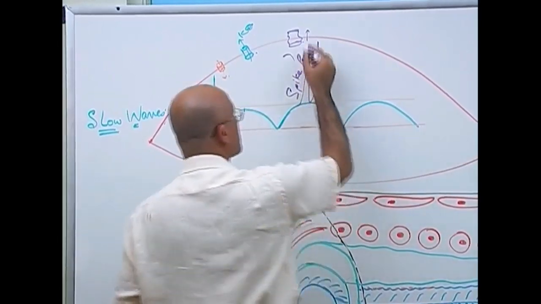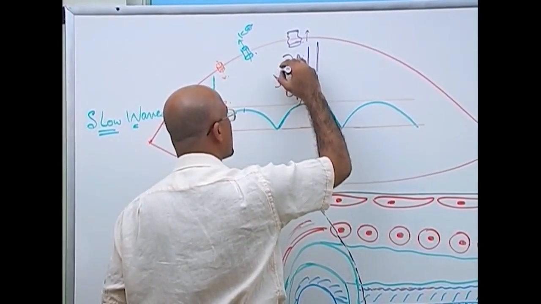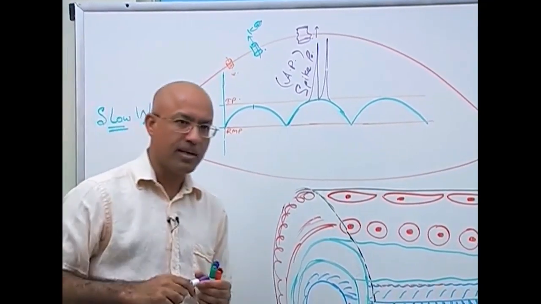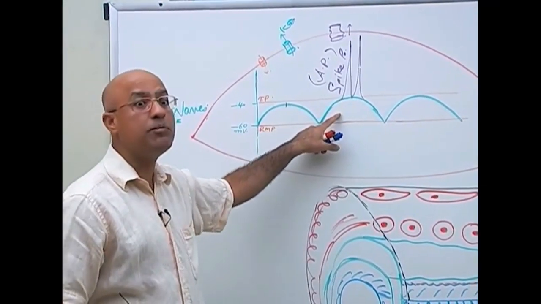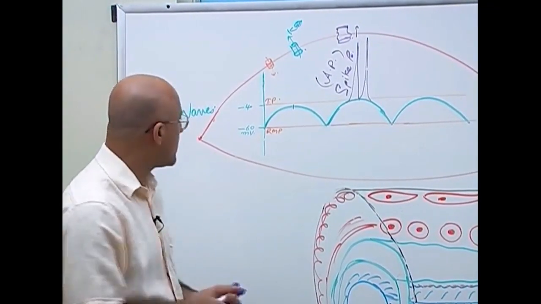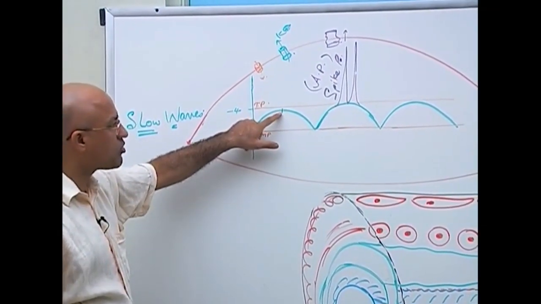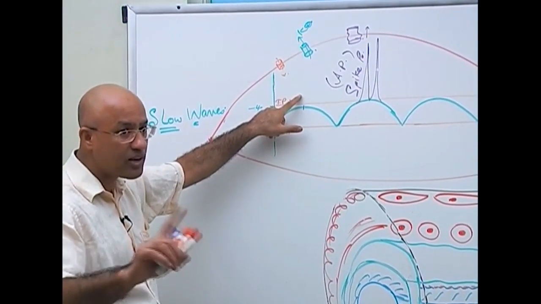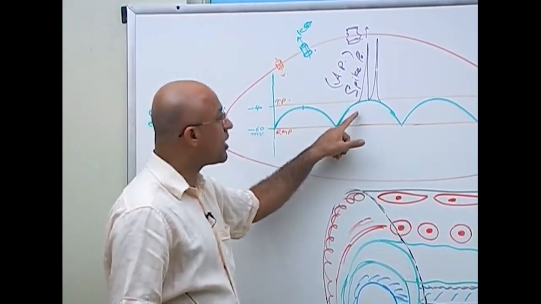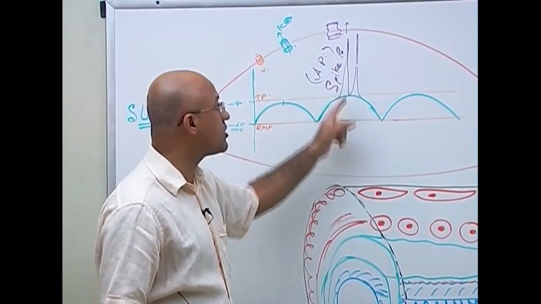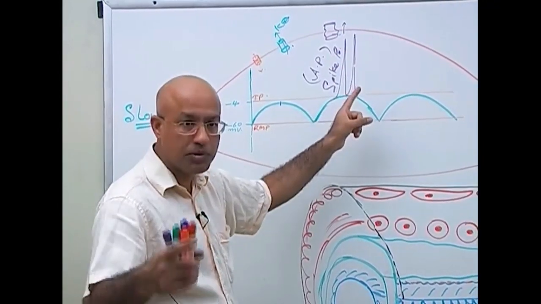These spike potentials which are produced are actually the action potentials. Slow waves are not action potentials. But remember, slow waves play a very major role in production of spike potential. How? If the top of the slow wave does not touch the threshold potential, then what will happen? Spike potential will not be produced. If the top of the slow wave touches threshold potential, multiple spike potentials can be produced.